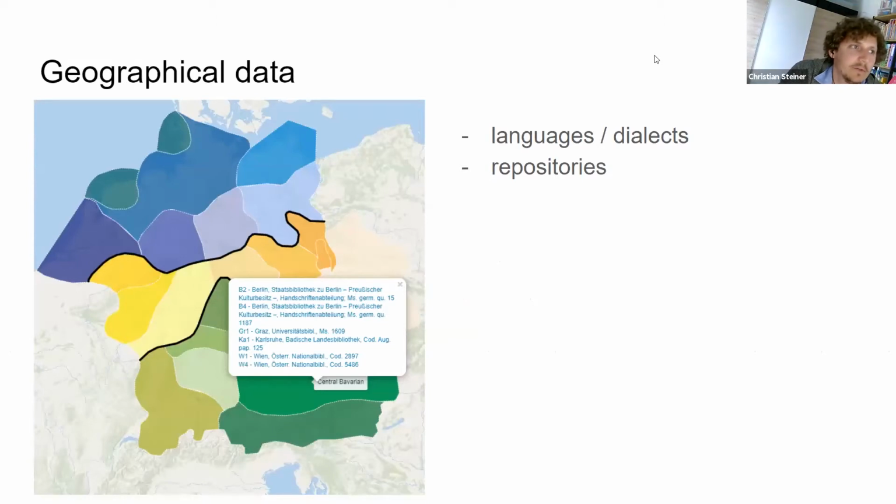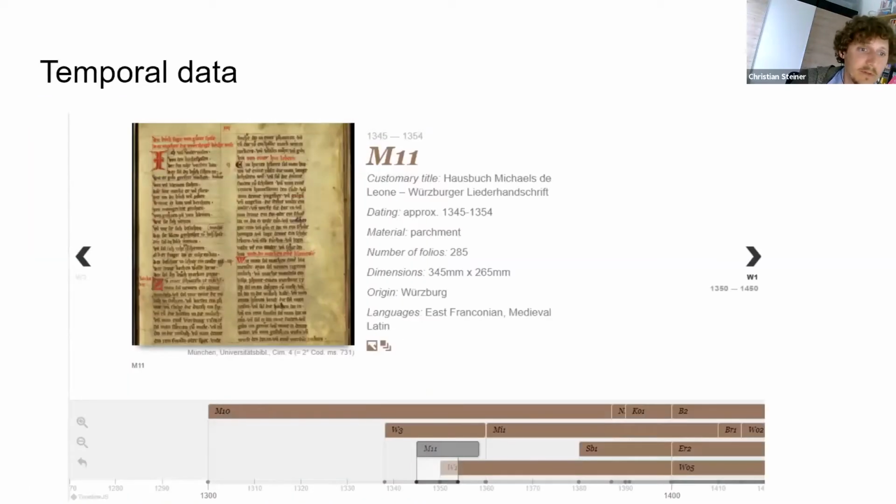We also have geographical data in our CoReMA datasets. We have information about languages or dialects, at least for the German, early New High German recipes. We have this dialect data, and we could visualize that. We can also visualize on a map the repositories where all the manuscripts are stored today. We also have temporal data, and we can visualize that in the timeline.